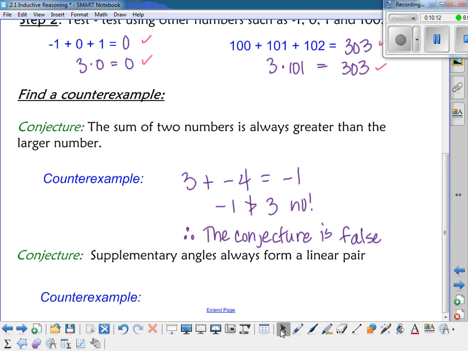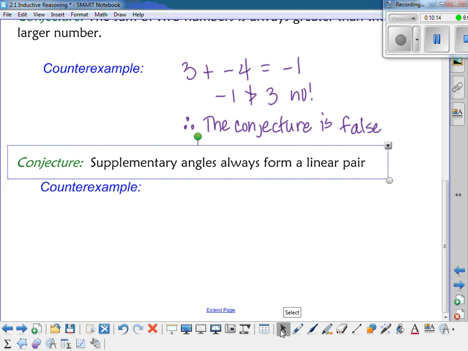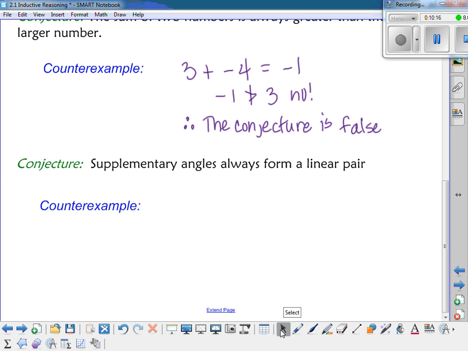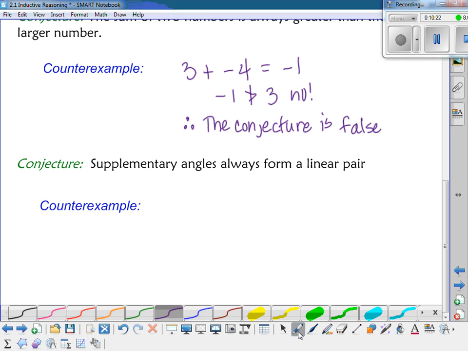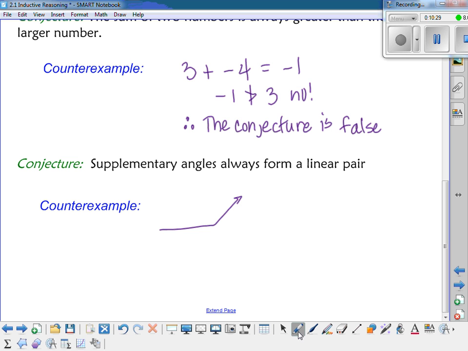Okay, now we've got another one here. Supplementary angles always form a linear pair. Well, in order to be supplementary, the definition says that the measures have to add up to 180, but it doesn't say that they have to be adjacent. So for this one, you could actually just draw your counterexample by drawing angles that are not a linear pair, but whose measures still add up to 180.